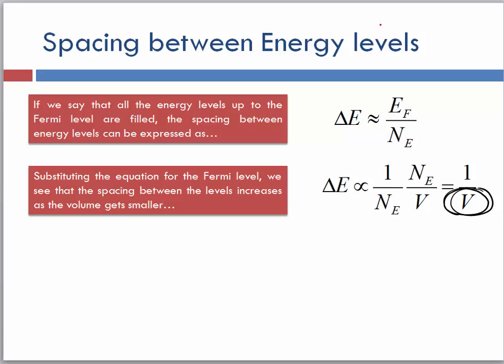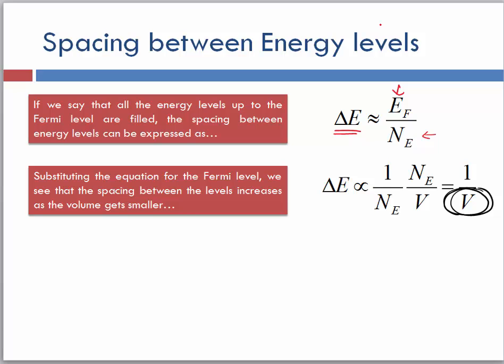All right, so now let's think about the separation between energy levels. Delta E means separation between energy levels, and that is approximately equal to the Fermi energy divided by the number of electrons. This is true if we say that all the energy levels up to the Fermi level are filled. So if everything is filled up to the Fermi level, then if we divide the Fermi level by the number of electrons, that should give us how far apart they are.